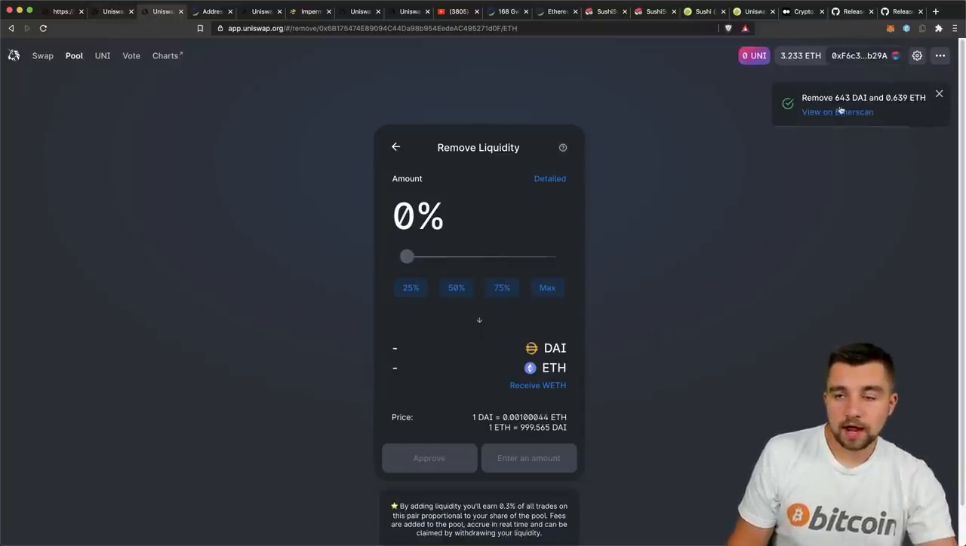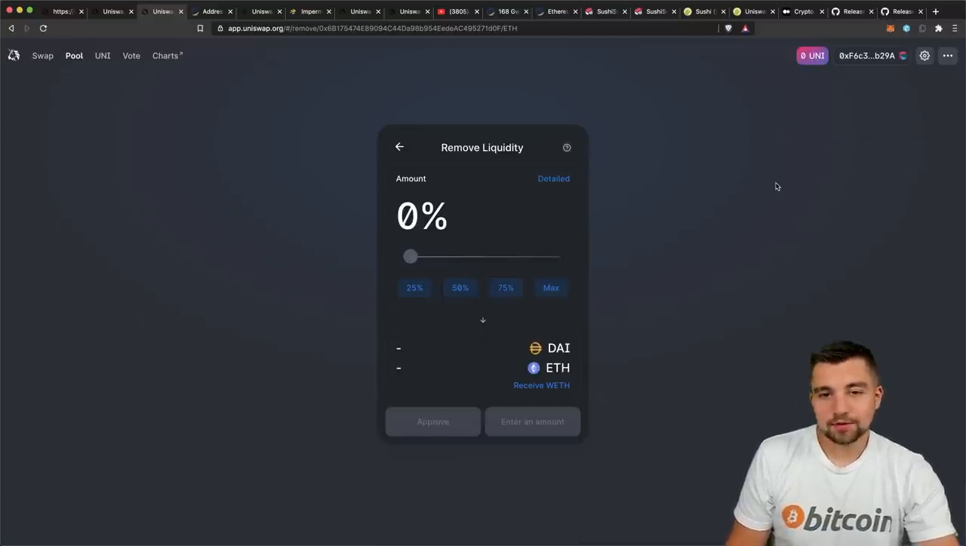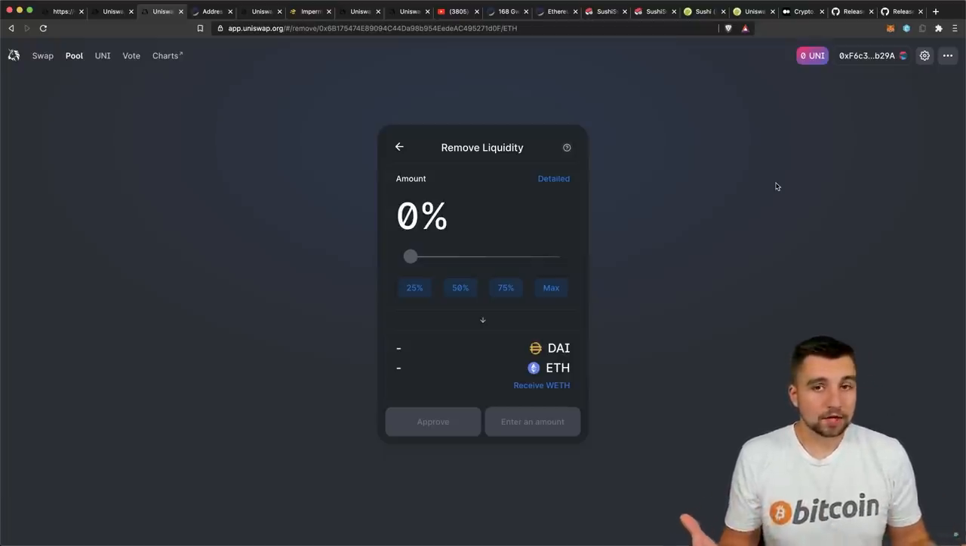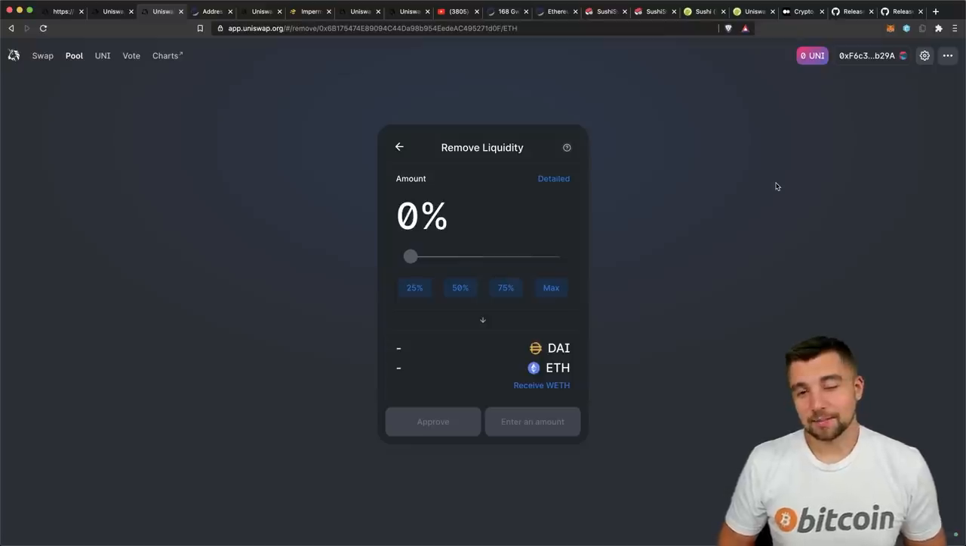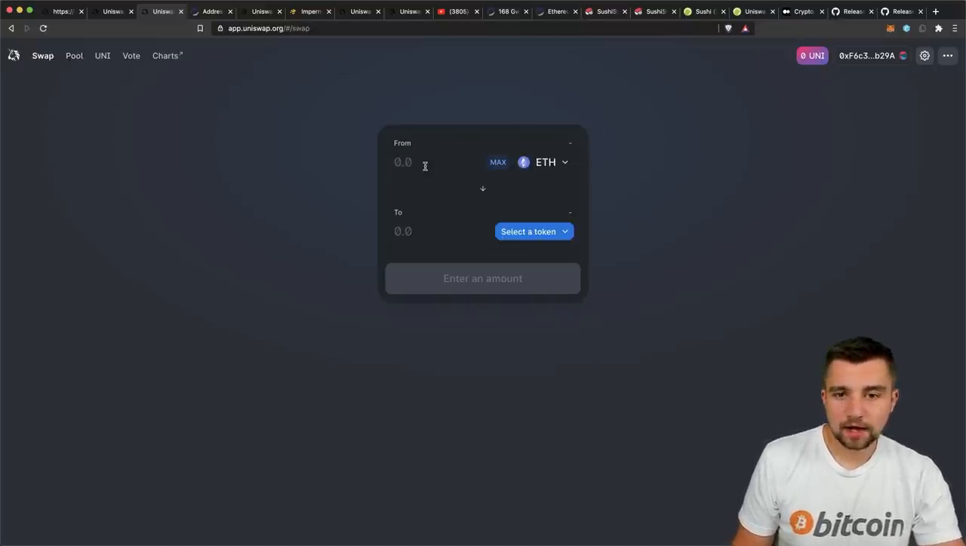You can see that now, after a couple minutes, that transaction was confirmed. I removed my DAI and Ethereum, and that's what impermanent loss is. But it's impermanent until you make a trade, right? And then it becomes permanent. That was just a permanent loss, and it's not like the worst thing ever, right? I had like one Ethereum and 300 something DAI.